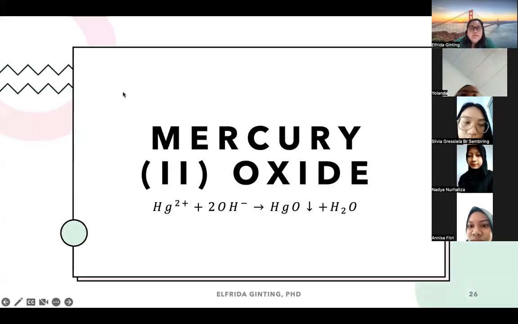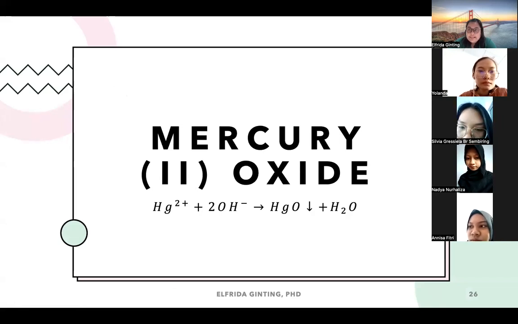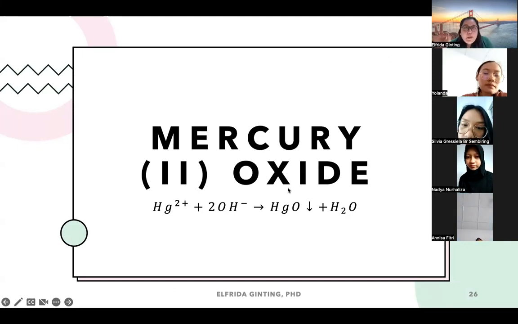Okay, now let's see the reaction. If we have mercury 2+, and we add a stoichiometric amount of hydroxide, it will form a mercury oxide precipitate. The color will be red or yellow? Yellow. Remember, with a small amount the color is red, but this is a stoichiometric amount, right?